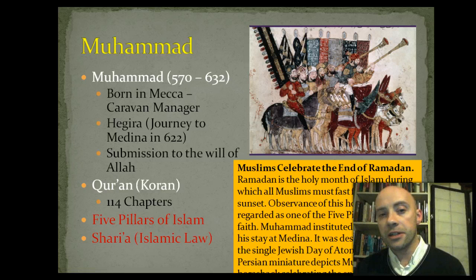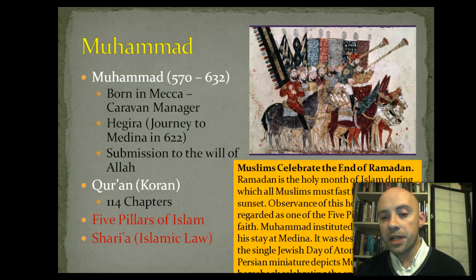This picture here is Muslims celebrating the end of Ramadan. Ramadan is a holy month in which all Muslims must fast from dawn to sunset, meaning that you can't eat anything after dawn and you can't eat anything before sunset. And it's usually during summer, so it's usually during some of the longest days of the year, so it is quite a sacrifice. And observance of this holy month is regarded as one of the 5 pillars of Islam, and we'll talk about the other pillars later.